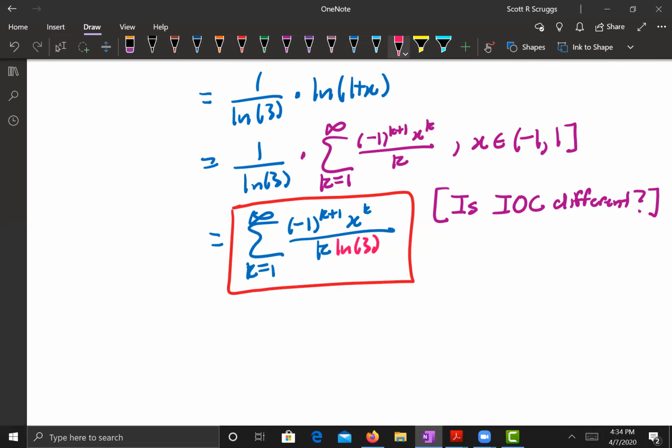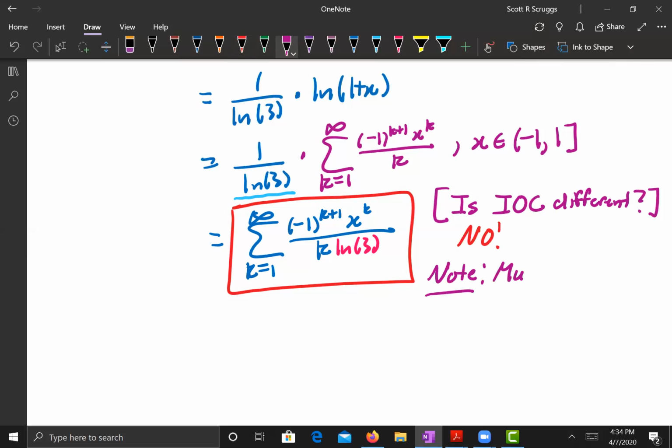The answer is no. And the main idea you could think of is, it's a constant factor or a common factor with each term in my series that's not being altered by the index k. So if I have that common factor, I'm not going to change my radius nor my interval of convergence. So that's a neat property that we're going to note.